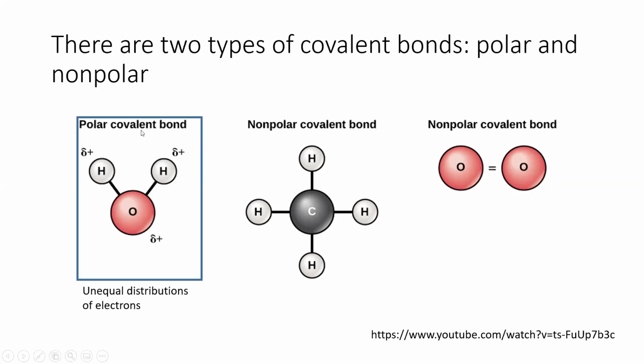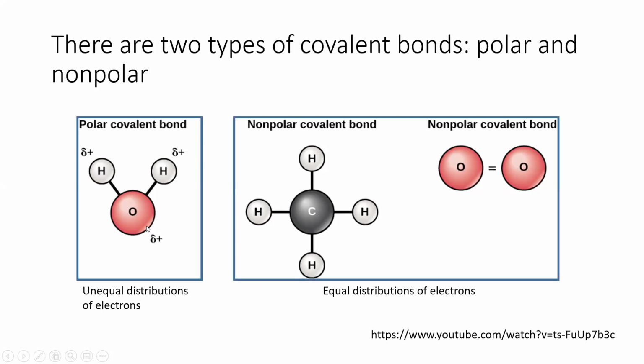So this is an unequal distribution of electrons. Remember that oxygen is pulling in those electrons from that hydrogen. This is an equal distribution of electrons, which means there are no charges on any of these atoms.